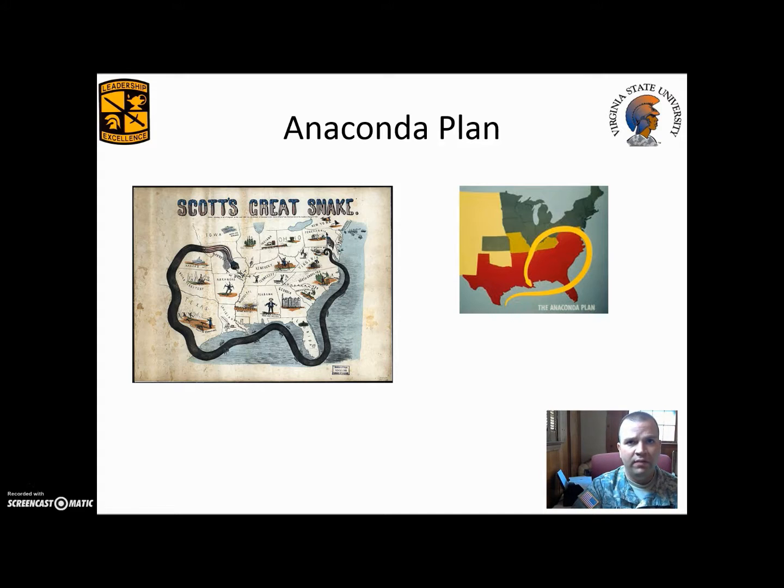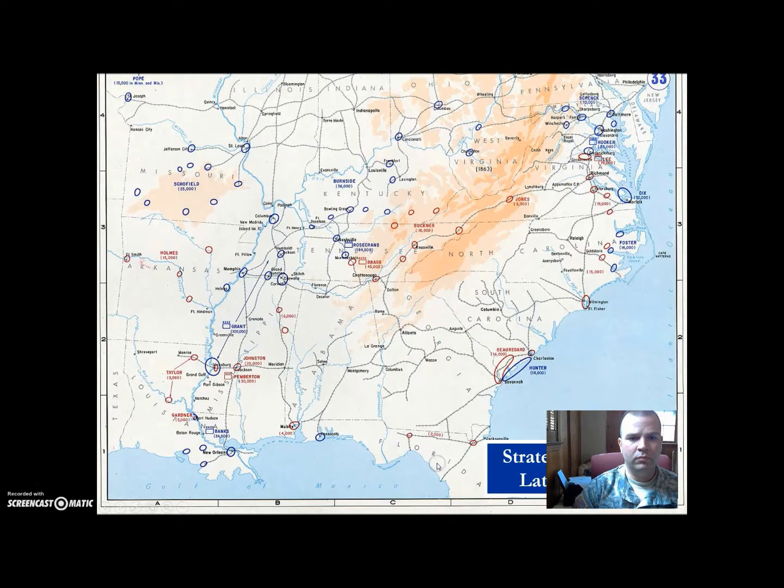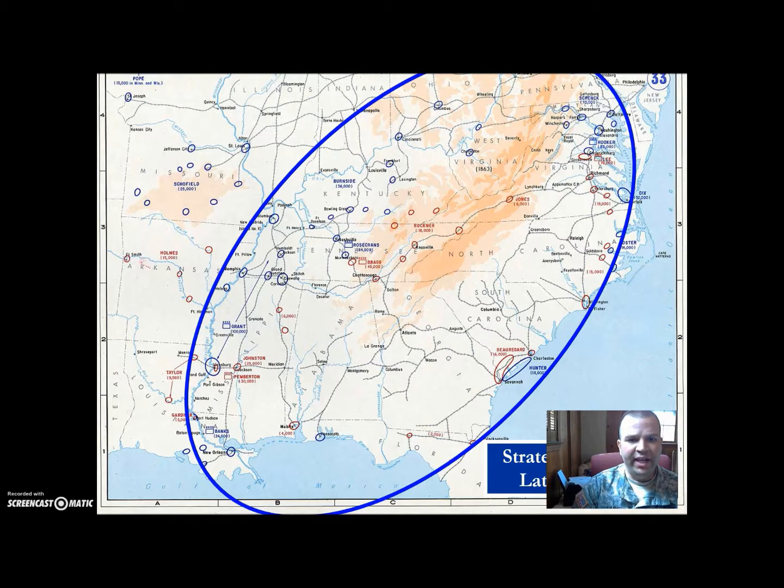The North would cut off the South's infrastructure and cripple its economy through naval blockades, control the Mississippi River, the railroad, and the West. This map of the strategic situation in May of 1863 depicts the Anaconda Squeeze in action.